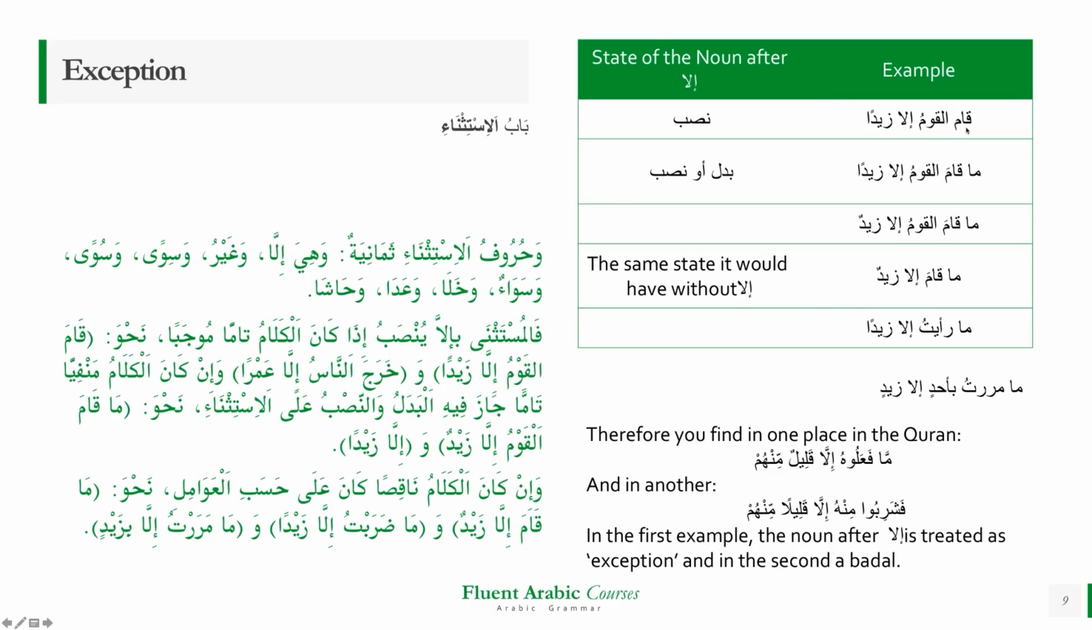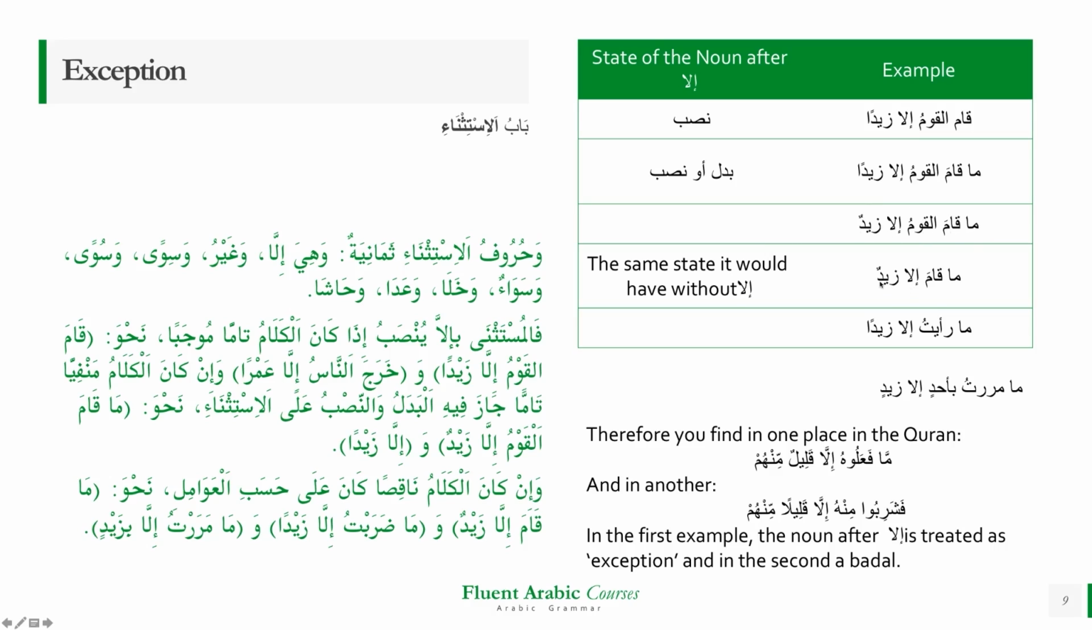The first is when we have a complete sentence which has no particle of negation. قام القوم إلا زيدا. It is always in the state of nasb, the noun of إلا. ما قام القوم إلا زيدا. In this case, with the negation, there are two options. It can be accusative in the state of nasb, as it is an exception, or it can be treated as badal, and it takes the i'rab of the noun it is attached to. ما قام القوم إلا زيد.